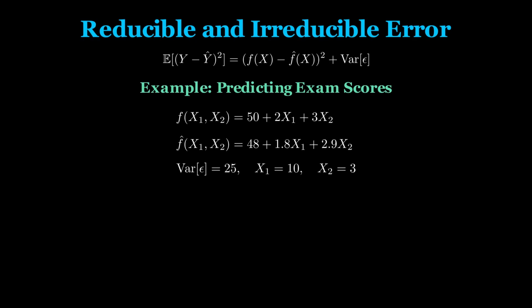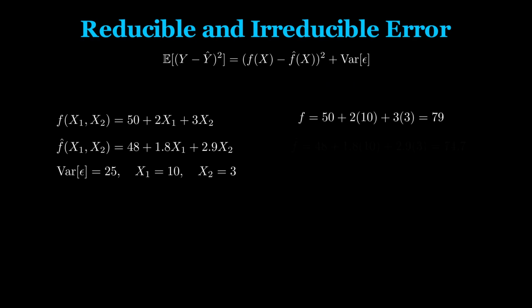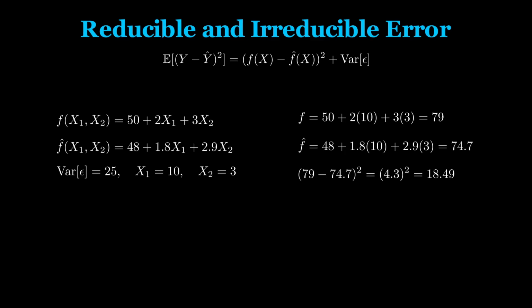Consider a student who studied for 10 hours and took 3 practice tests. First, evaluate the true function, 50 plus 2 times 10 plus 3 times 3, which is 79. Next, evaluate the fitted model, 48 plus 18 plus 8.7, which is 74.7. The reducible error is the squared difference, 79 minus 74.7 squared, which is 4.3 squared, or 18.49.